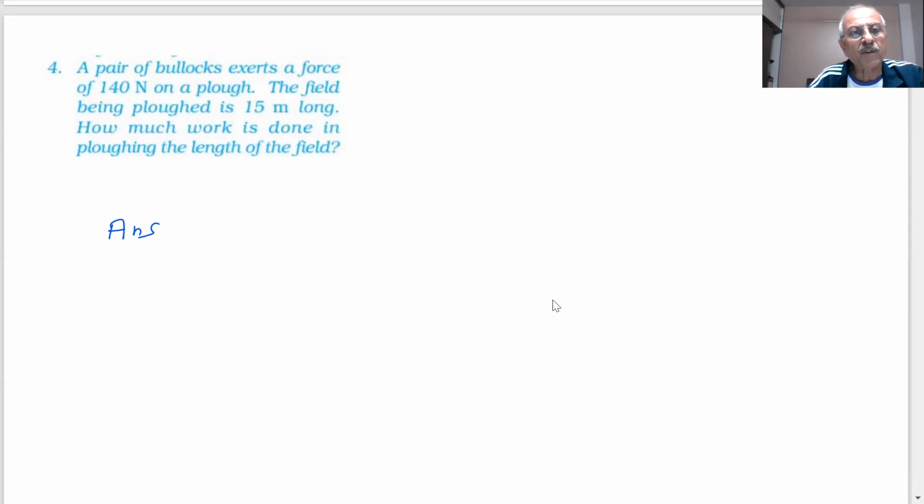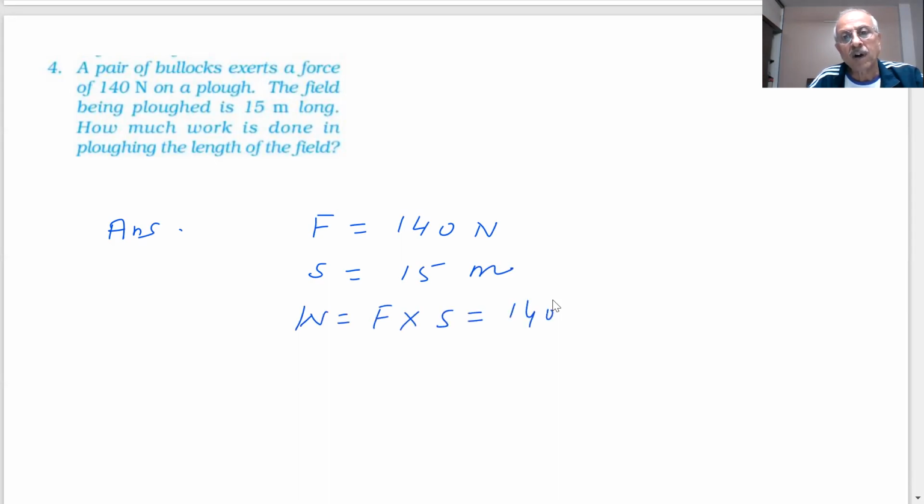What is the answer coming, students? 2100 joules. What is the force here, students? 140 newtons. The field being plowed is how long? Displacement is how much? 15 meters. Then what is the work? 140 newtons into 15 meters. What is the answer coming? 2100 joules. 2100 newton meter, so we can say work is 2100 joules.